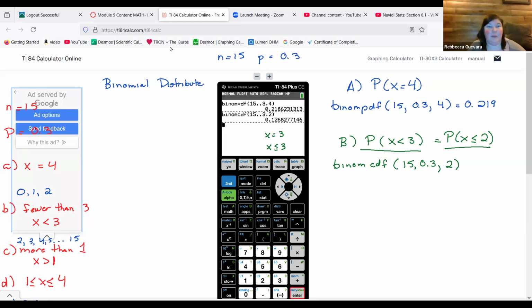And if I remember, that is what we had last time. So we did this all by hand. We found the probability of 0 people using Pinterest, 1 person, and 2 people using Pinterest. And that was 0.1268, or rounding to 0.127. So we're just rounding my answers.